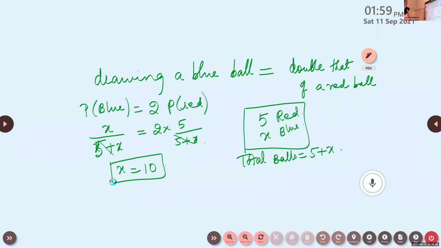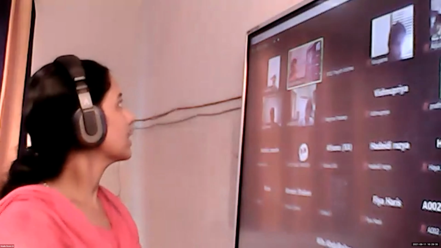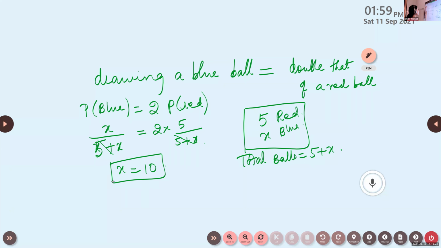Okay. Is it an easy one or not? Yes or no? This type of questions you can answer easily. It's not a difficult one. This type of questions will be included in application type questions in probability. So number of blue balls is 10. With this, we complete this probability chapter. Can you show the slide? We have discussed almost all the cases. We complete this probability chapter.